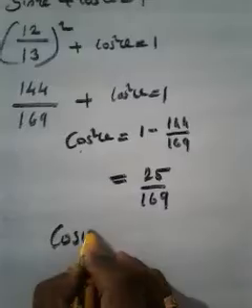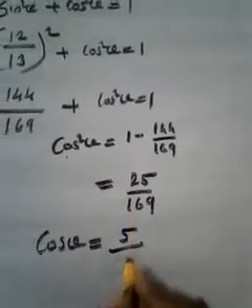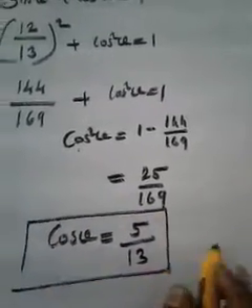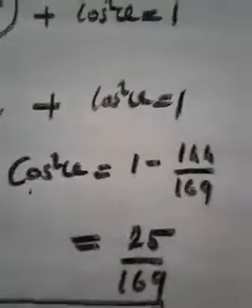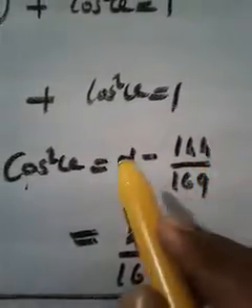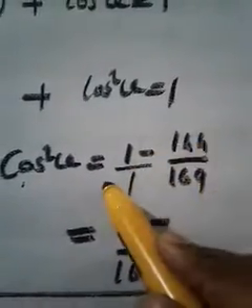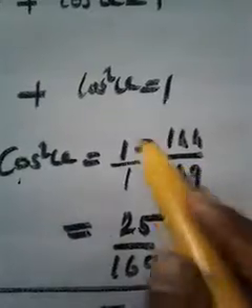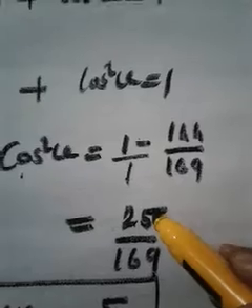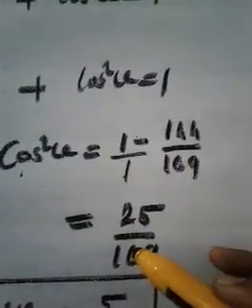Then what is the value of cos theta? Take the square root of that. What is the square root of 25? 5. What is the square root of 169? 13. So in that way we can calculate the value of cos theta. Once again I am repeating. We got cos square theta as 25 by 169. How? Let me explain that. If you have any doubt, you can replace 1 with 1 by 1. Then cross multiply. 1 into 169 is 169 minus 1 into 144 is 144. So 169 minus 144 will be 25 divided by 1 into 169, 169. In that way we got the value of cos square theta.